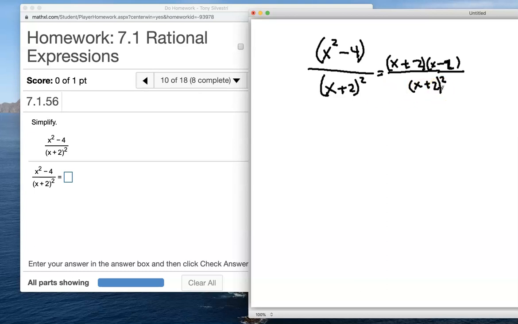Now, what do we got here? I see a bundle, x plus 2, and 2 of those x plus 2 bundles. I can cross out one of these, cross out this, and what's left over is the answer, x minus 2 over x plus 2.